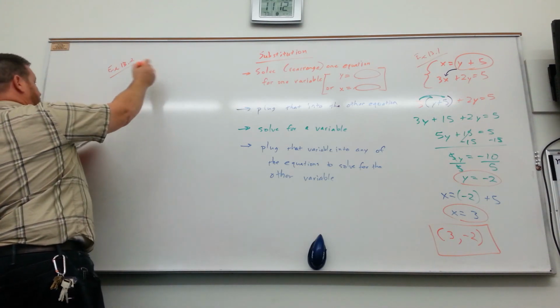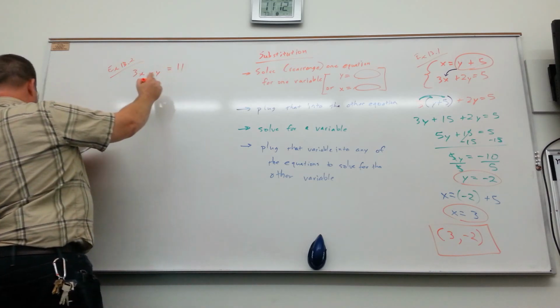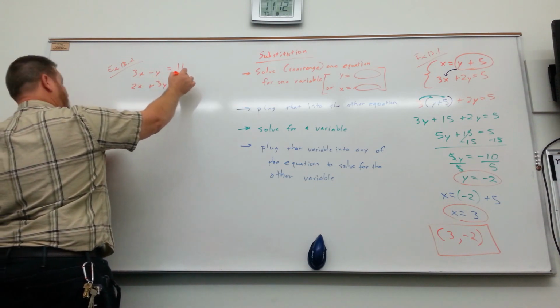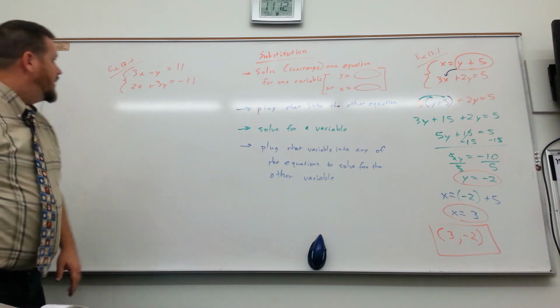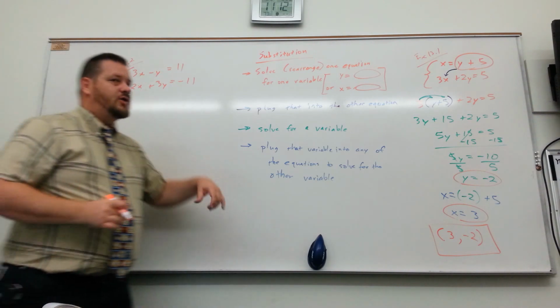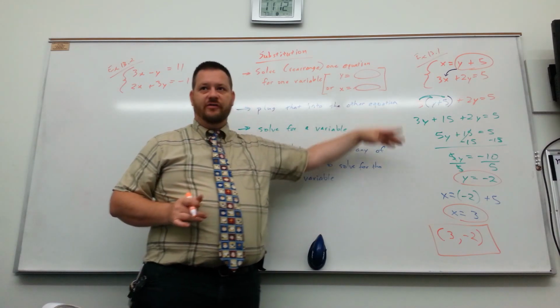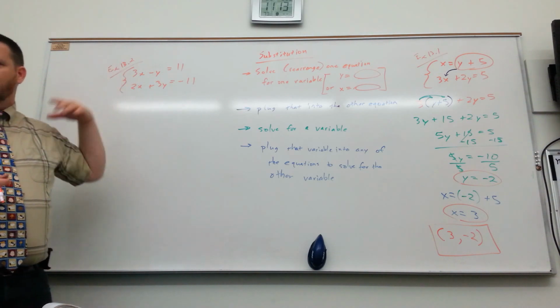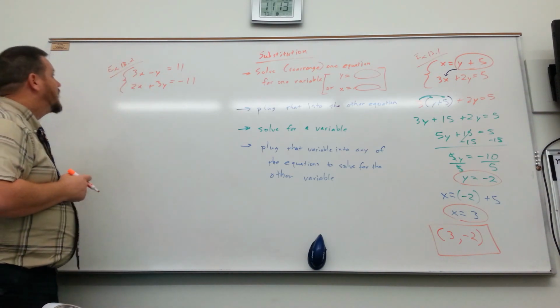13.2, we've got 3x minus y equals 11, and 2x plus 3y equals negative 11. And those two equations go together. All right. Now, they did not give us an equation that looked like y equals stuff or x equals stuff. So that means we have to take one of these equations and rearrange it so we have one letter all by itself equals stuff.